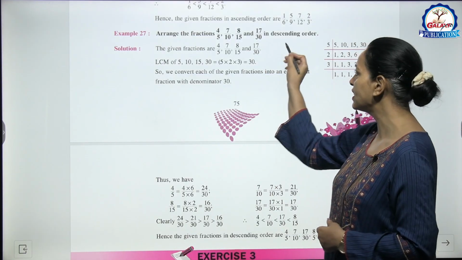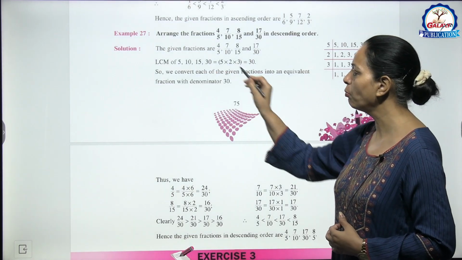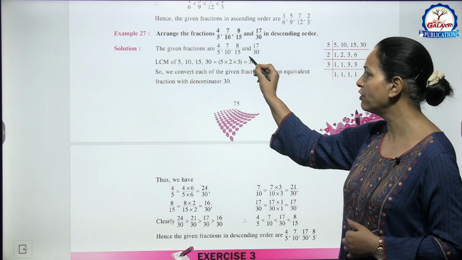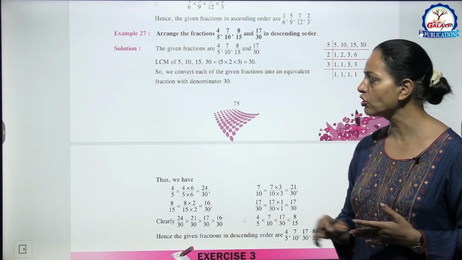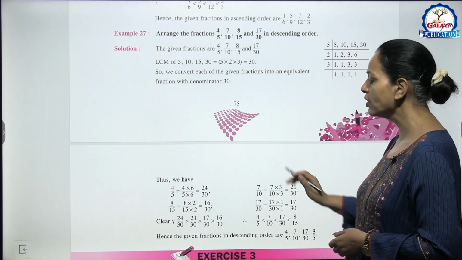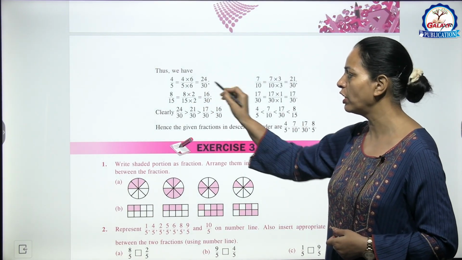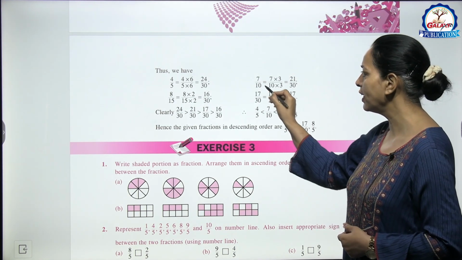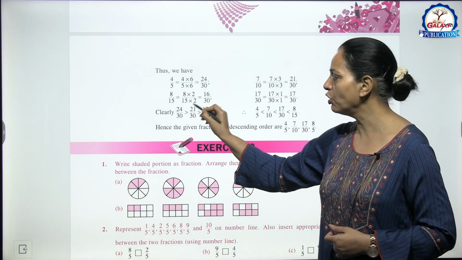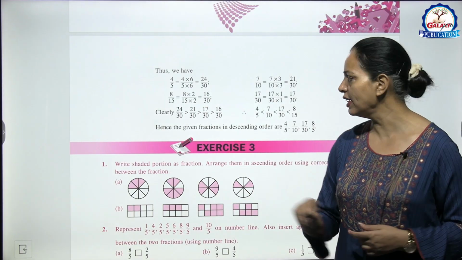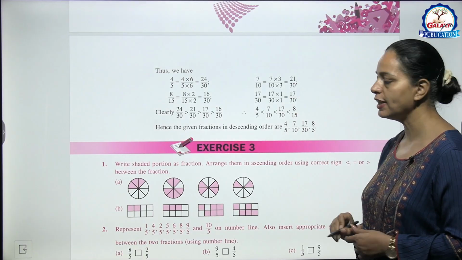17 by 30 in descending order. These are unlike fractions, so take the LCM of the denominators, LCM of 5, 10, 15 and 30, that is 30. Now convert into equivalent fractions with denominator 30. So the first is 4 by 5. So what will you get? 5 into 6, 4 into 6, 24 by 30. 7 by 10, 10 threes are 30, 7 threes are 21 by 30. 8 by 15, 15 twos are 30, 8 twos are 16 by 30. Then 17 by 30, 30 into 1, 17 into 1, 17 by 30.